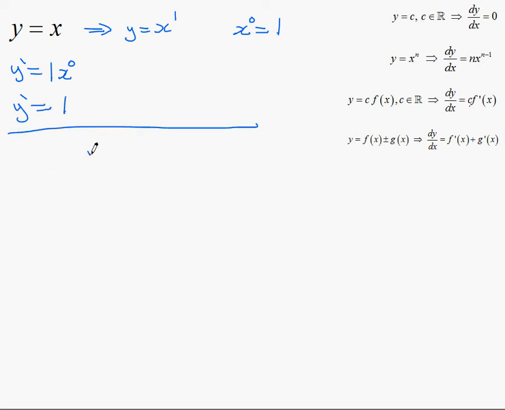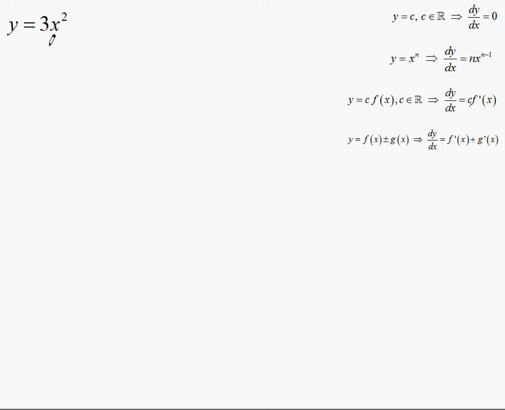So let me just write that as you would likely do it. The derivative of x is 1. That's what we've showed here, but most likely you're just writing it quickly like that. And that's using this rule here again.